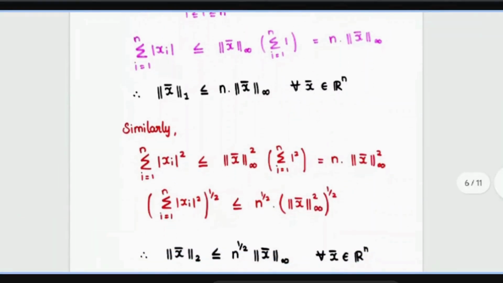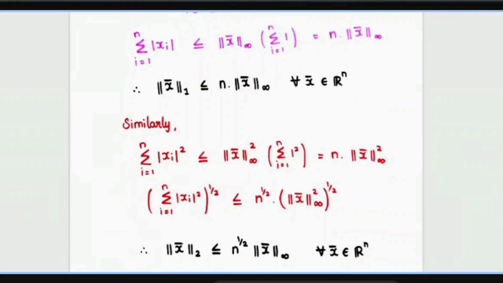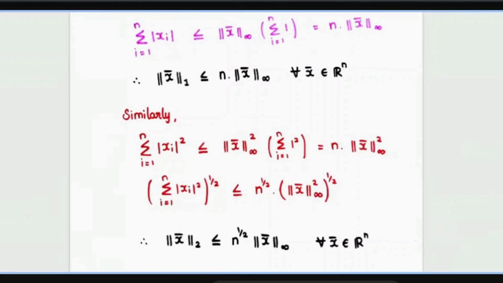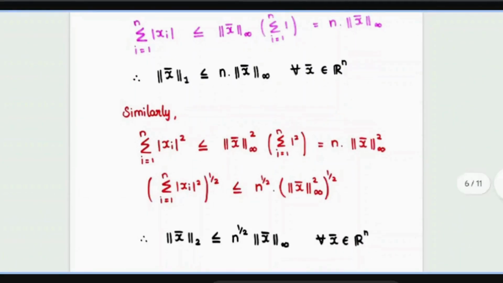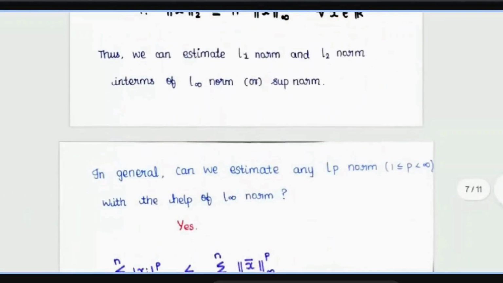Now taking the root so that we can get the L2 norm, we will get L2 norm is less than or equal to n power 1 by 2 times L infinity norm. So now we estimated L2 norm in terms of L infinity norm. We estimated L1 and L2 in terms of L infinity. Let's see the general case. Can we estimate for any p?